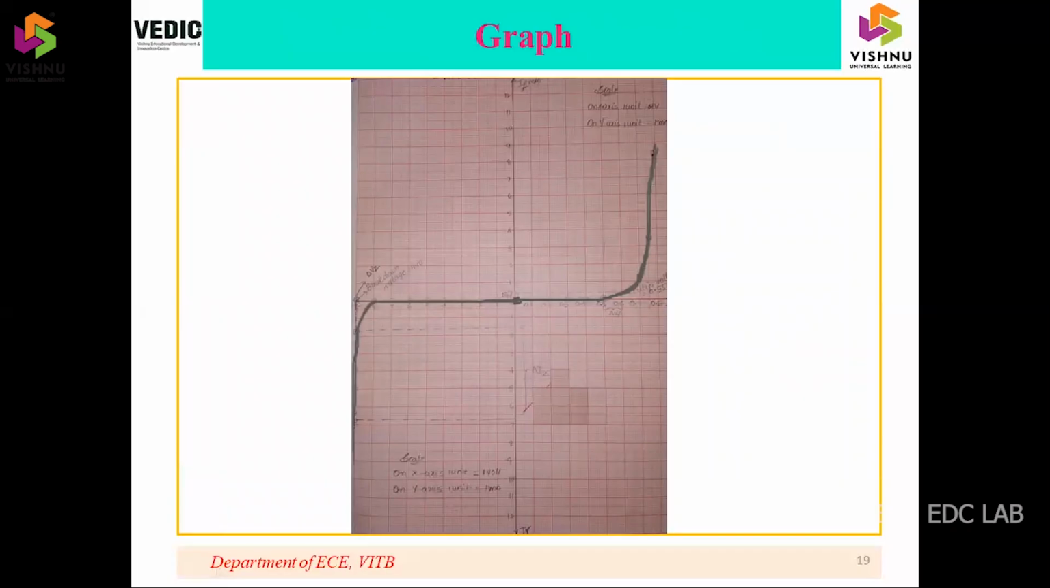And this is the graph from those characteristics. Forward characteristics can be obtained in the first quadrant and reverse characteristics in the third quadrant. After the cut-in voltage, a small change in voltage can create a large change in current. If the applied voltage is greater than the breakdown voltage, then an almost constant voltage can be obtained across the Zener diode, but there is a very large change in the current.